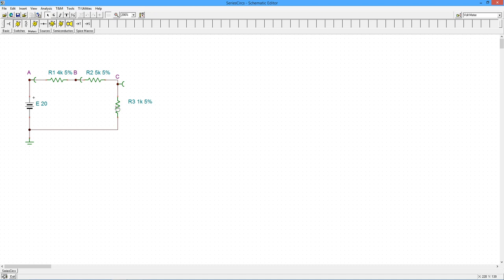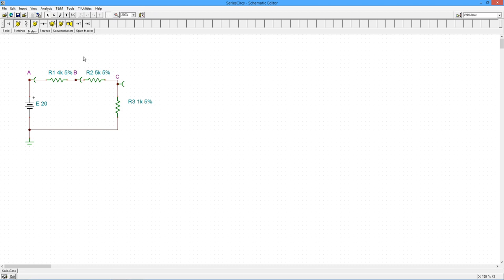All right, so if we were going to analyze this, we would take these three resistors, as they're in series, and simply add the values together. That would get us a total of 10K. And then the current would be 20 volts divided by 10K, which should give us 2 milliamps.